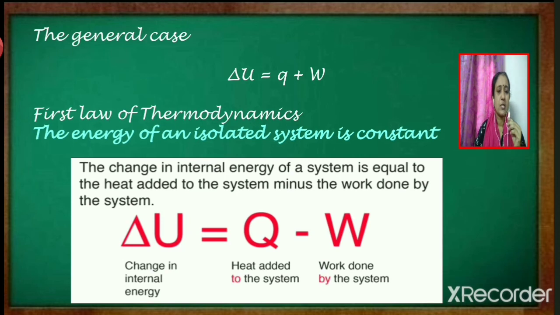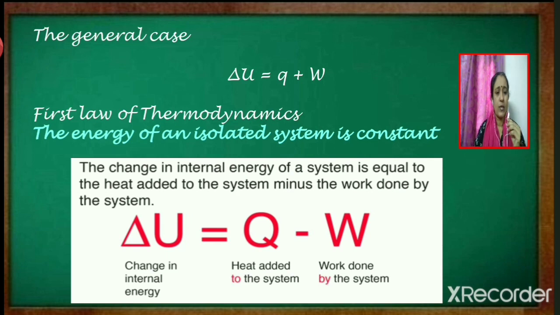So how can we state first law of thermodynamics? It can be stated as the energy of an isolated system is constant. This is also known as the law of conservation of energy. We know that energy can neither be created nor be destroyed. So this law of conservation of energy is put in another form, which is known as first law of thermodynamics. And what is the statement? The energy of an isolated system is constant.